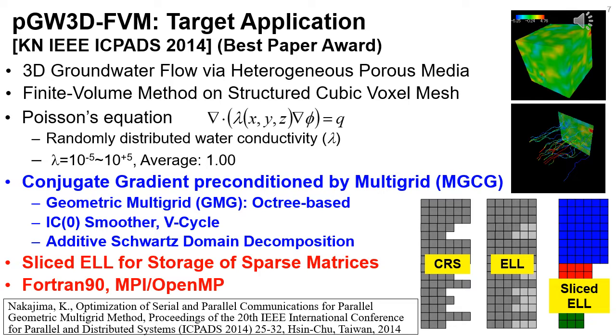This slide overviews the target application in the present work. Target application is a parallel simulation code based on the finite volume method, FVM, and it solves groundwater flow problems through saturated heterogeneous porous media. The problem is described by the Poisson's equation. A heterogeneous distribution of water conductivity in each mesh is calculated by a sequential Gauss algorithm, which is widely used in the area of geostatistics. The minimum and maximum values of water conductivity lambda are 10 to the minus fifth power and 10 to the fifth power, respectively, with an average value of 1.0.